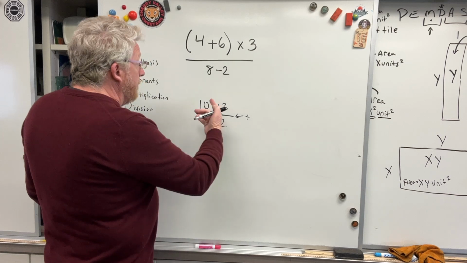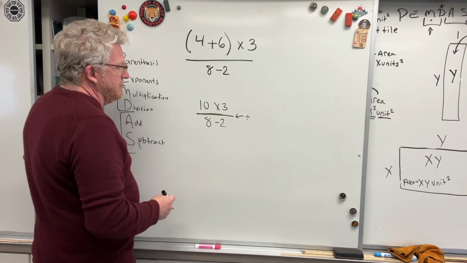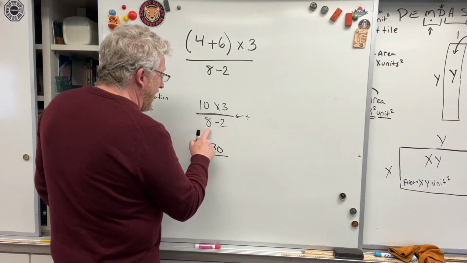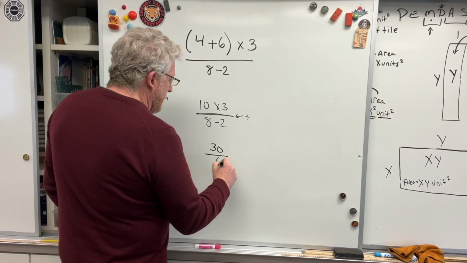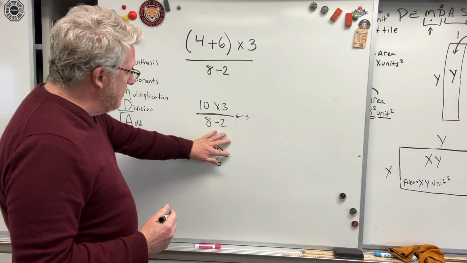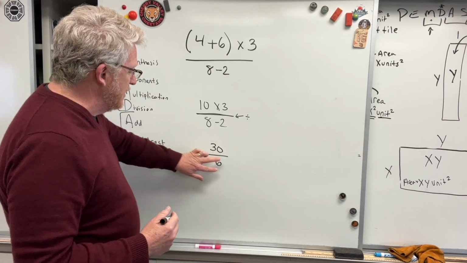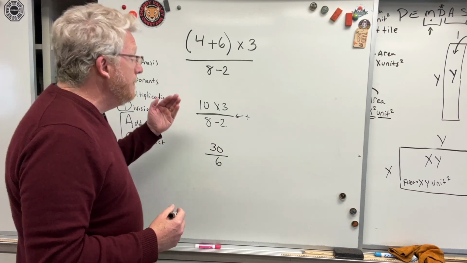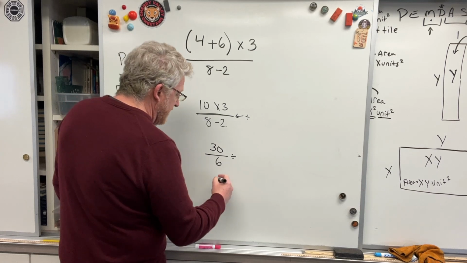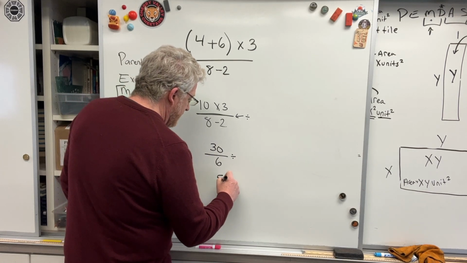So now we've got above the fraction bar, 10 times 3, which is 30. Below the fraction bar, we have 8 take away 2, which is 6. Now I can do the division because I've simplified the expression above the fraction bar and the expression below the fraction bar. Now I can treat it like division. 30 divided by 6 is 5.